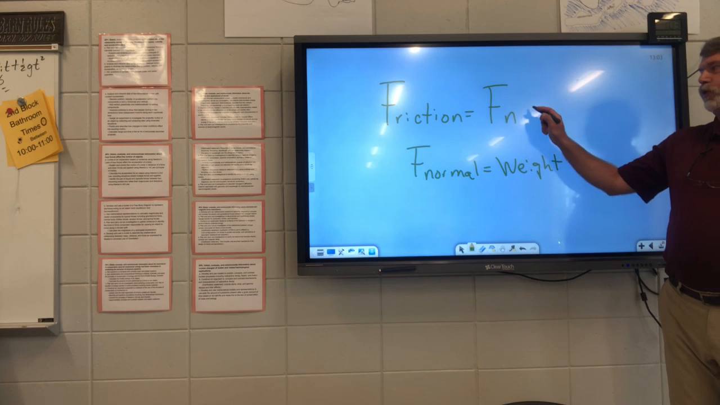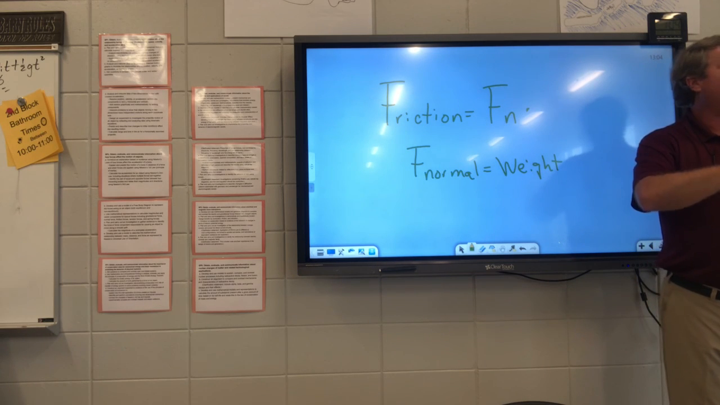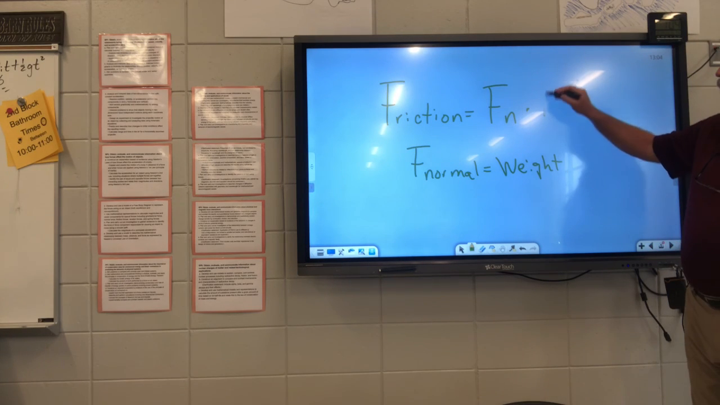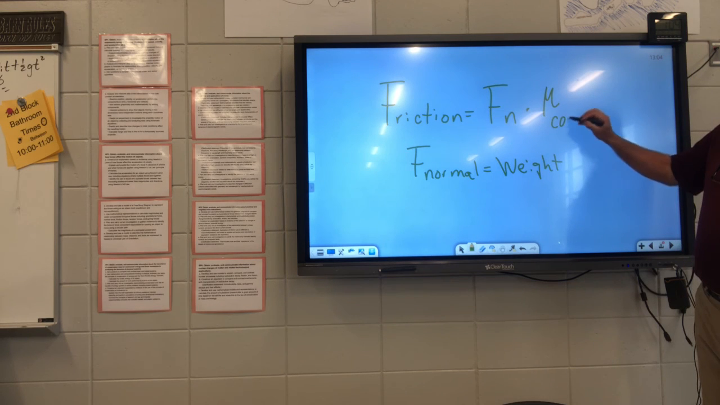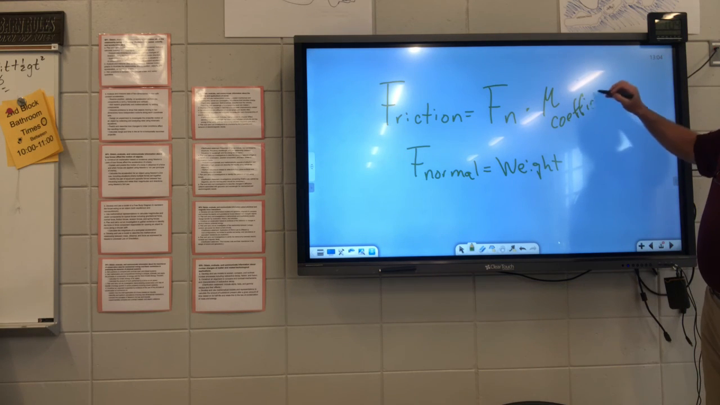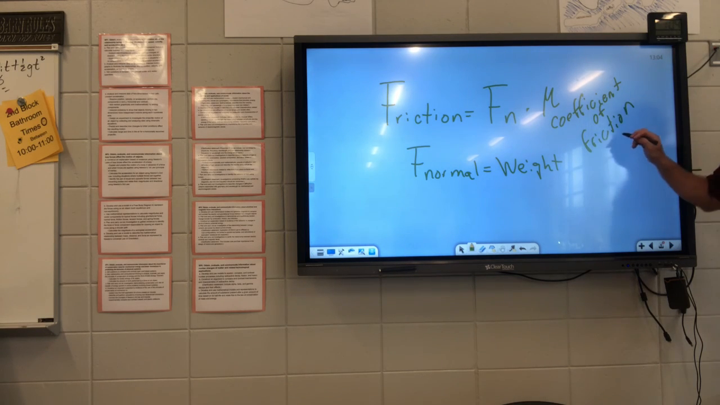If it's not the force normal, it's the surface type or surface area. And that is called mu. So mu is the coefficient of friction, and it represents surface, type, and area.